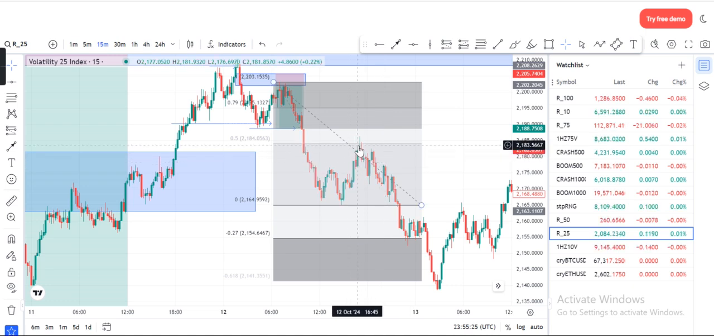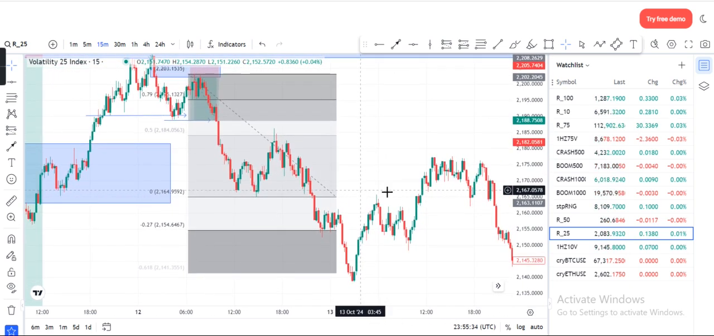So actually, this is a trade we would have missed. So we won't take this trade. This is an X. You understand? We won't be taking that trade.